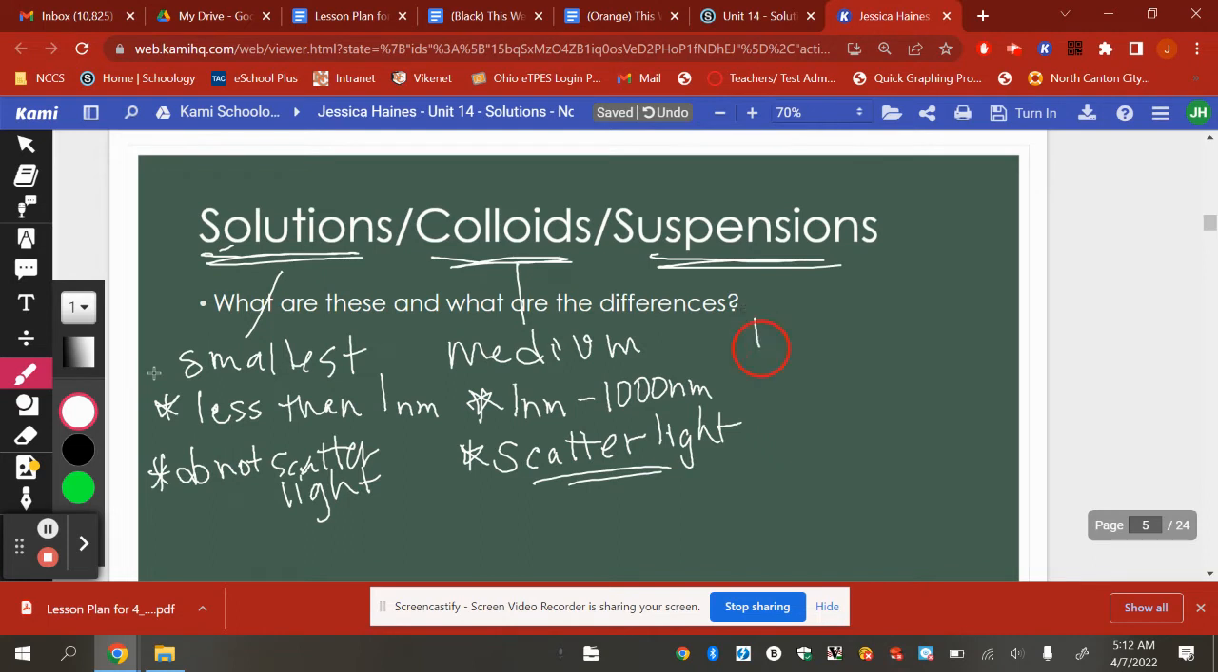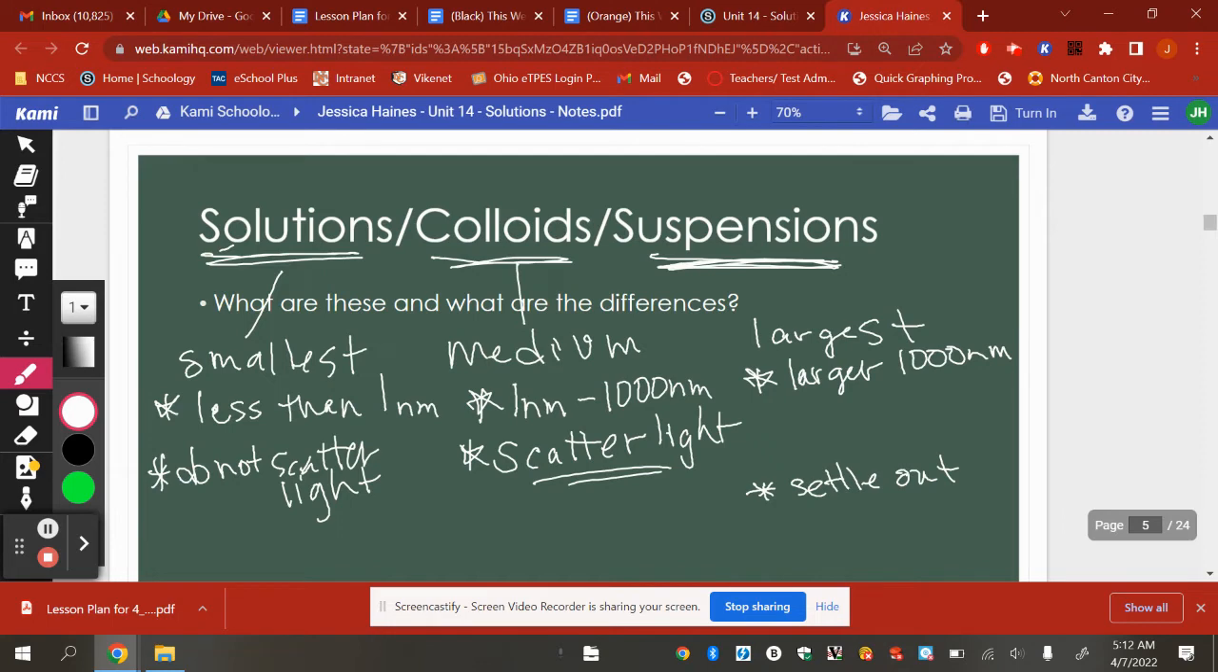Suspensions are the largest of the particles. They are larger than 1,000 nanometers in size. So the solute particles are so big in suspensions that they're called suspensions for a reason. They need to be mixed up, and if you leave them set, they will eventually settle out. So we're going to jump down here and put a little star. They will settle out over time.